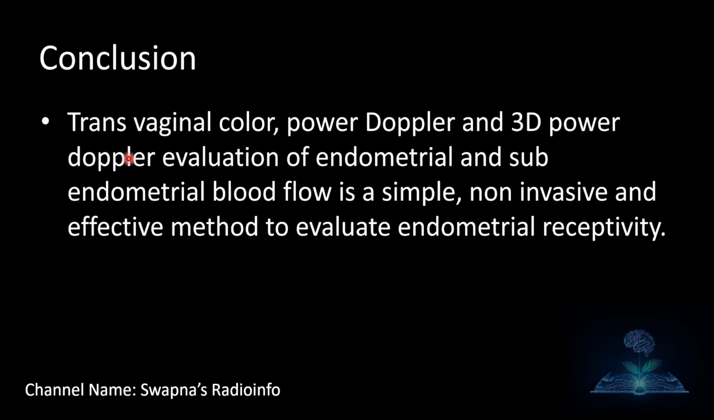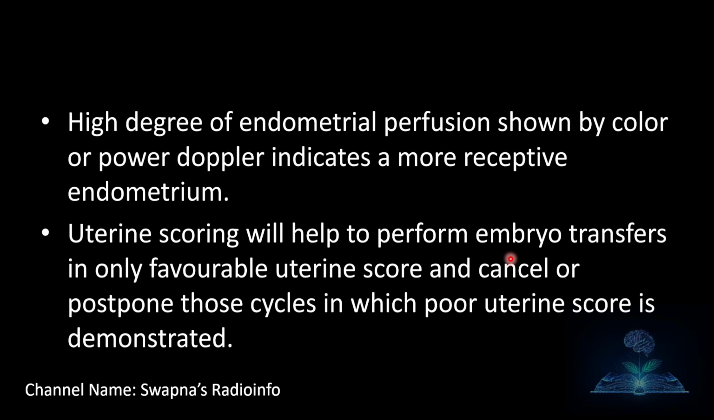Coming to the conclusion, transvaginal color, power Doppler, and 3D power Doppler evaluation of the endometrium and subendometrial blood flow is a very simple, non-invasive, and effective method to evaluate endometrial receptivity. A high degree of endometrial perfusion shown by color or power Doppler indicates a more receptive endometrium. Uterine scoring will help to perform embryo transfers only in favorable uterine scores, and cancel or postpone those cycles in which a poor uterine score is demonstrated.